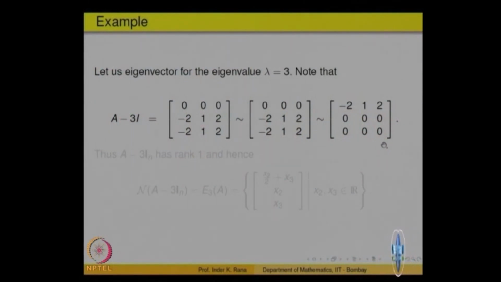What is the rank of this matrix A minus 3I? The rank is 1, because there is only one non-zero row. So that means nullity is equal to 3 minus 1, that is 2. So we are lucky, nullity is 2. That means we should be able to find 2 linearly independent eigenvectors for this eigenvalue lambda equal to 3, because the row echelon form says its nullity is 2.